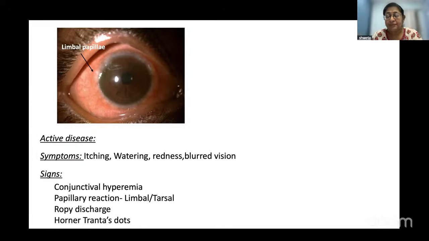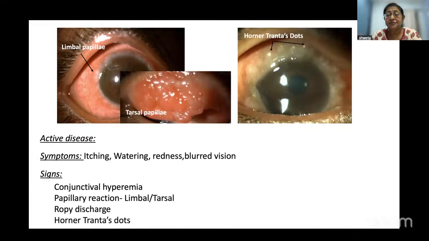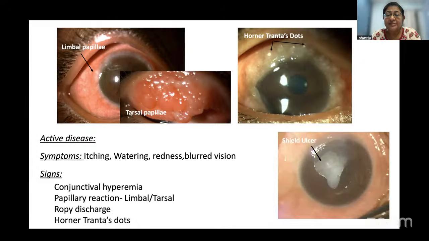Now, the active disease is when the patient is complaining actively of itching, watering, redness, sometimes even blurred vision. Clinically, you will see the patient having conjunctival hyperemia or congestion. There is a papillary reaction at the limbus called limbal papillae, or they could have large tarsal papillae. Patients might have ropey discharge or Horner-Trantas dots, which are whitish deposits around the limbus. So you will see a whitish-grayish ring-like lesion around the limbus. Sometimes these children can also present with what we call a shield ulcer, which is a sterile ulcer with an inflammatory fibrin layer over the base of the ulcer.